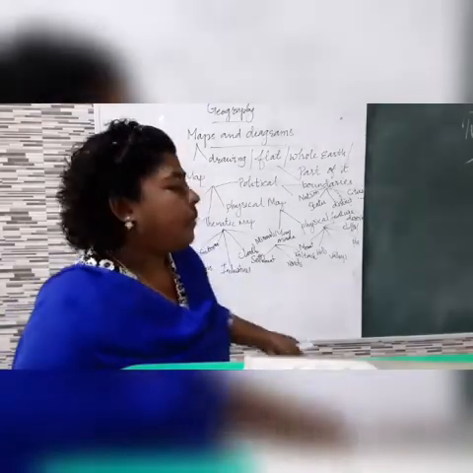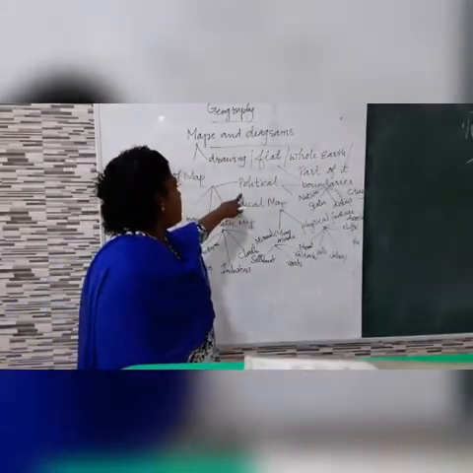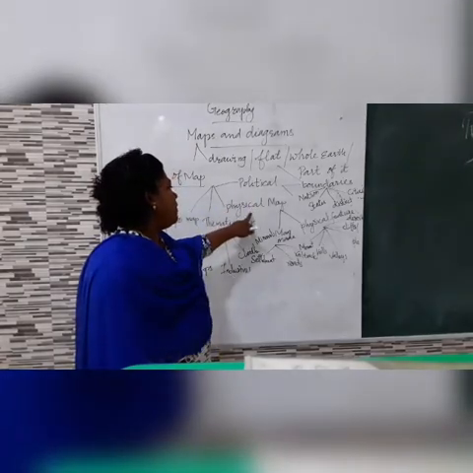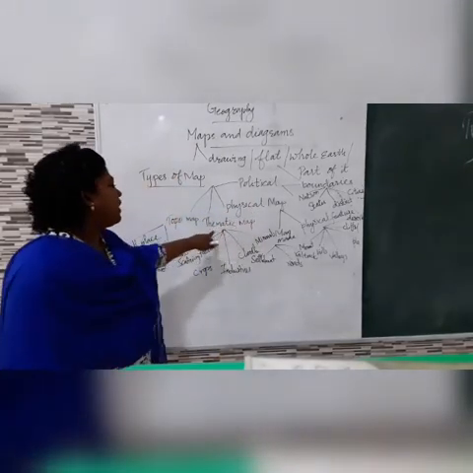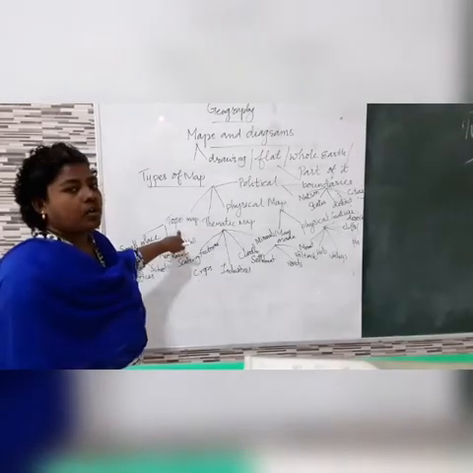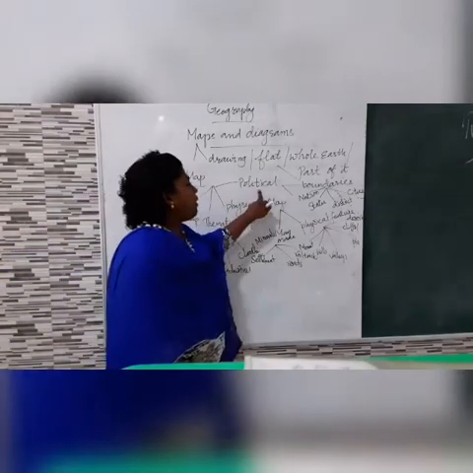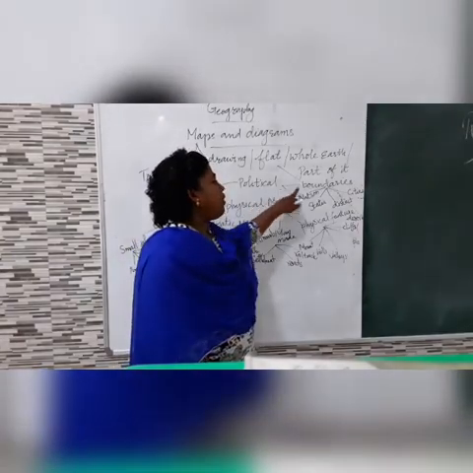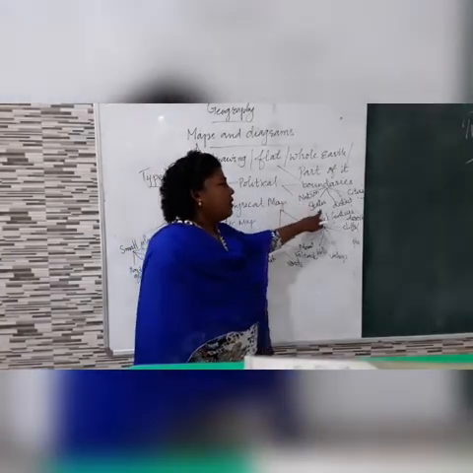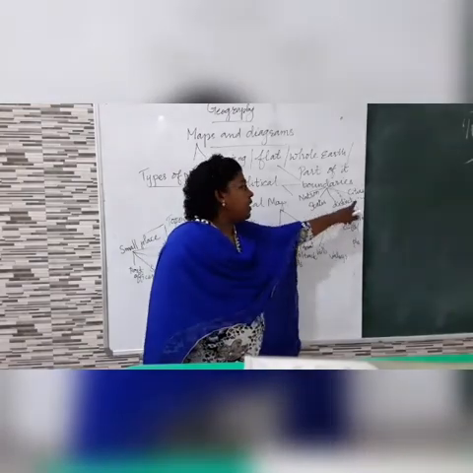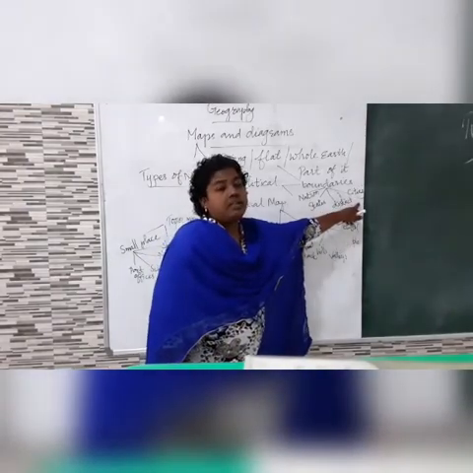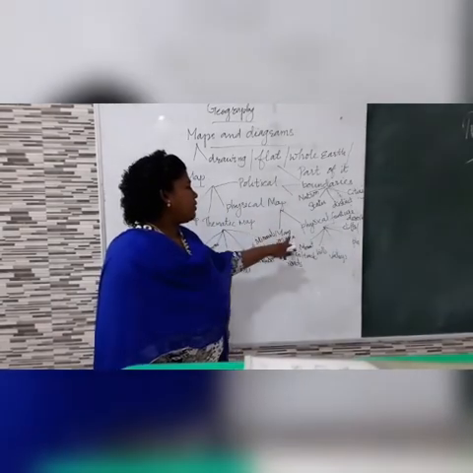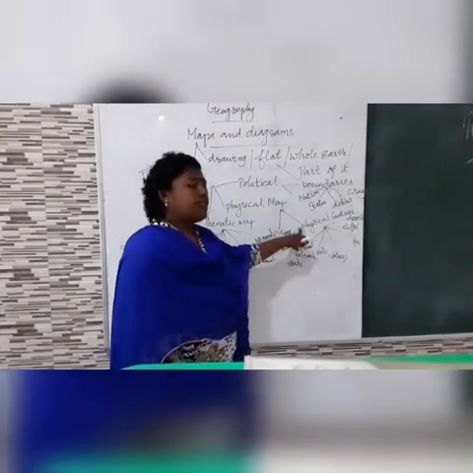Now once again I will repeat, there are 4 important types of maps. One is political map, physical map, thematic map and topo sheets or topo maps. The political map helps us to understand the boundaries of national borders, state borders, district borders and the cities and towns. Then the physical map shows 2 things. One is man-made objects and the physical features.